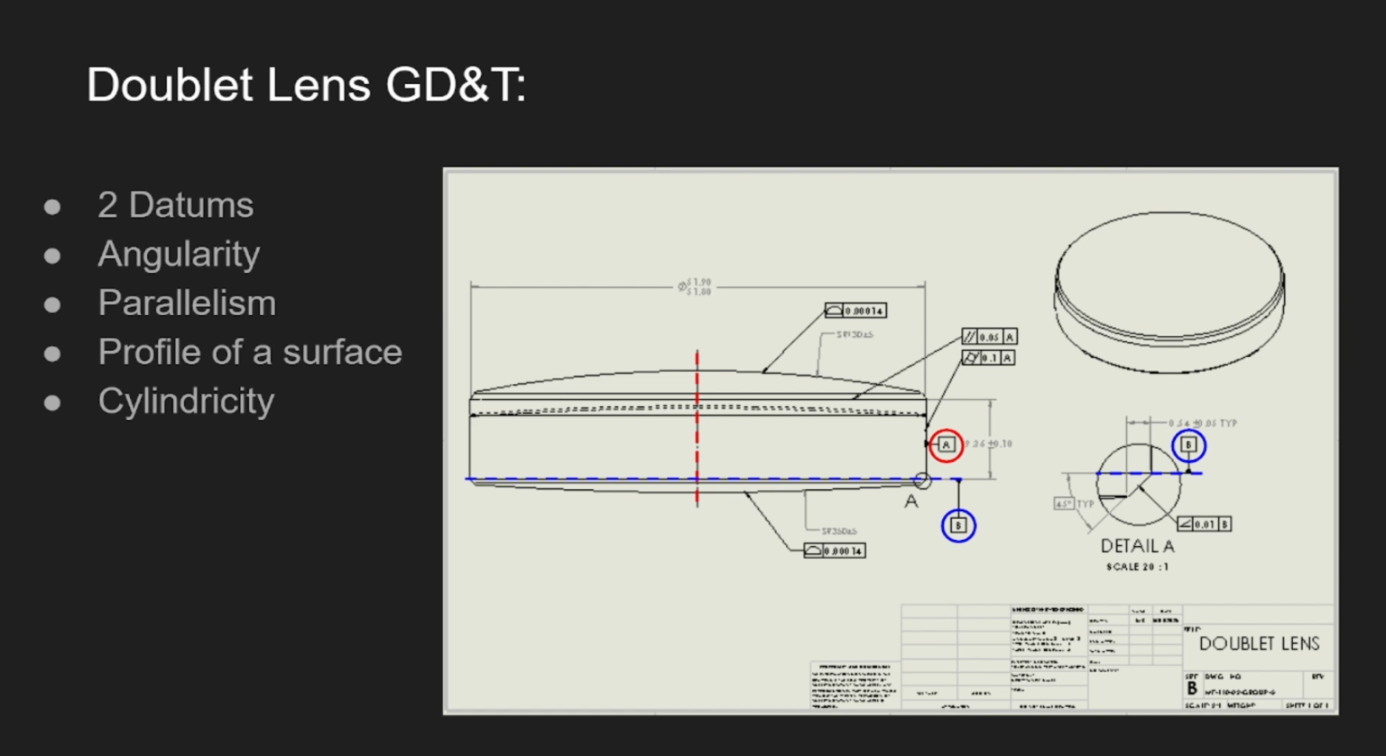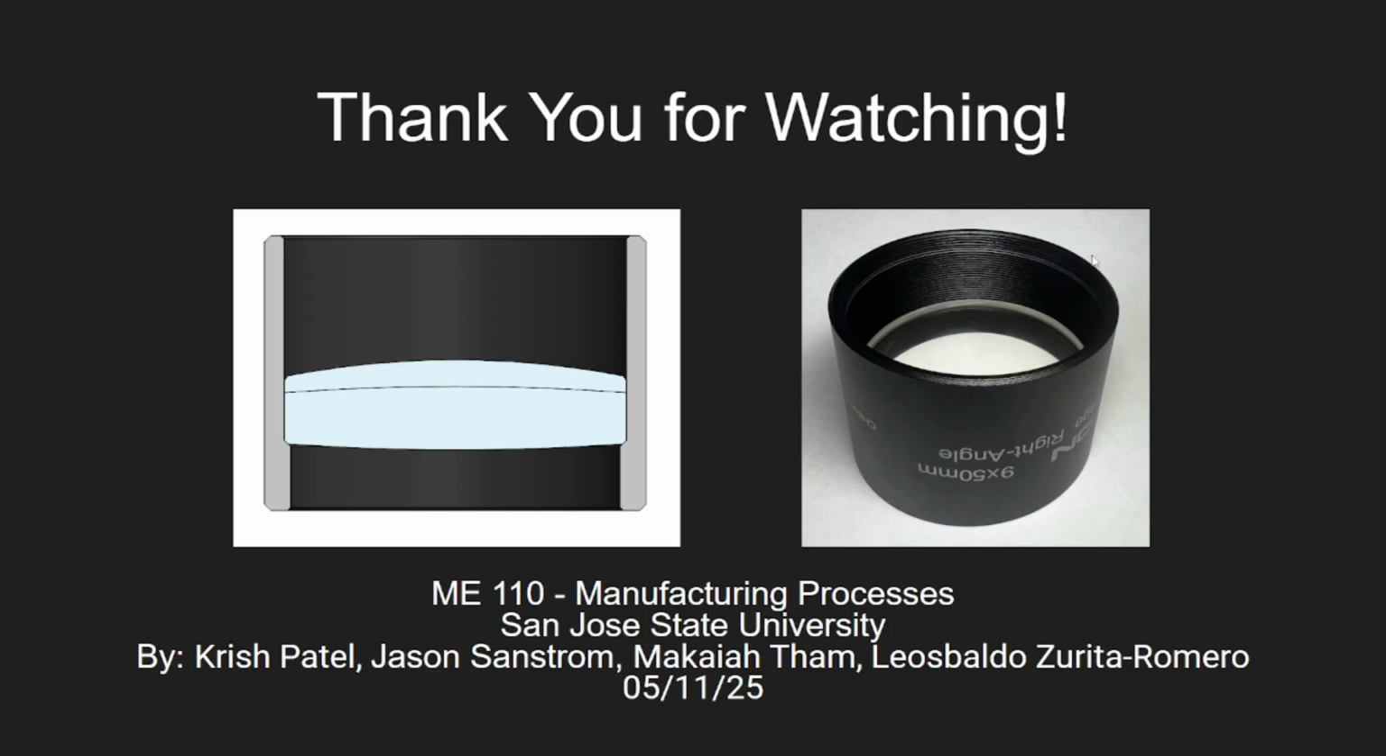To ensure enough space between the lens and the inner wall of the main barrel, a cylindricity tolerance was applied to the outer edge of the lens with respect to datum axis A. This concludes the GD&T of the lens assembly.